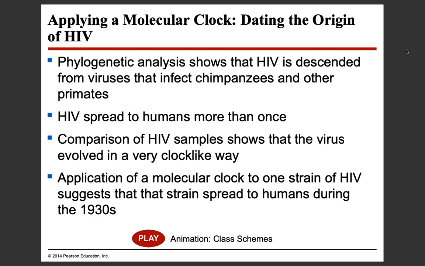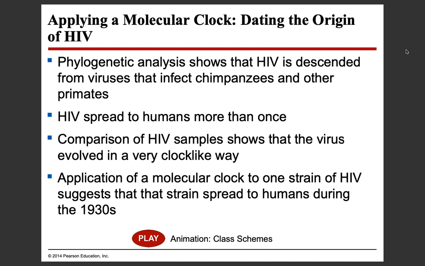So, applying a molecular clock: dating the origin of HIV. There are molecular clocks that have been created for the occurrence of HIV. Here we have phylogenetic analysis that shows that HIV is descended from viruses that infect chimpanzees and other primates. Makes sense, because we are evolutionarily related to them as well. HIV spread to humans more than once.